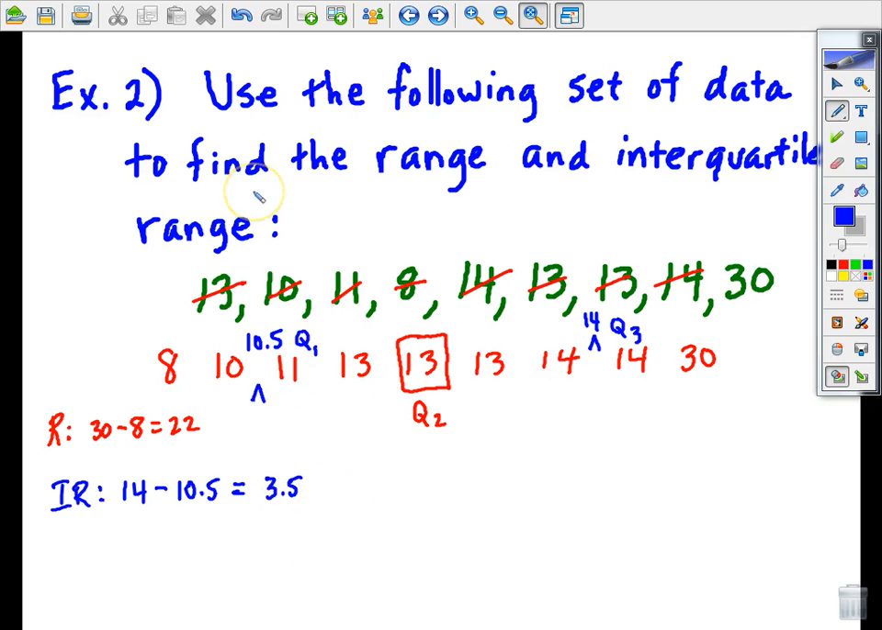Okay, so some of your homework problems look just like that. In fact, the first 3 problems, 1, 2, and 3, will be doing just this.